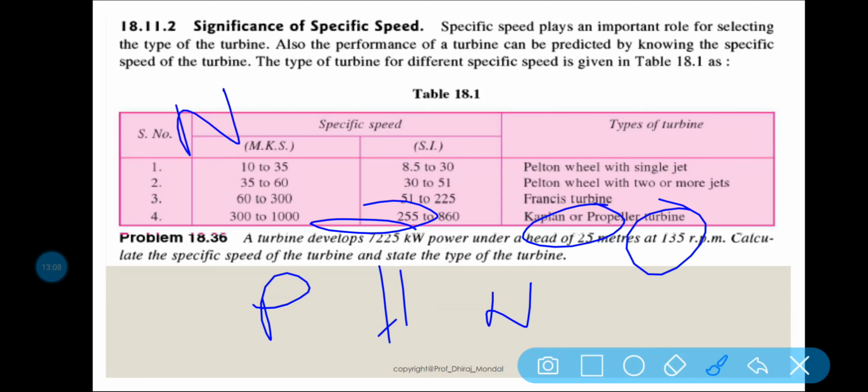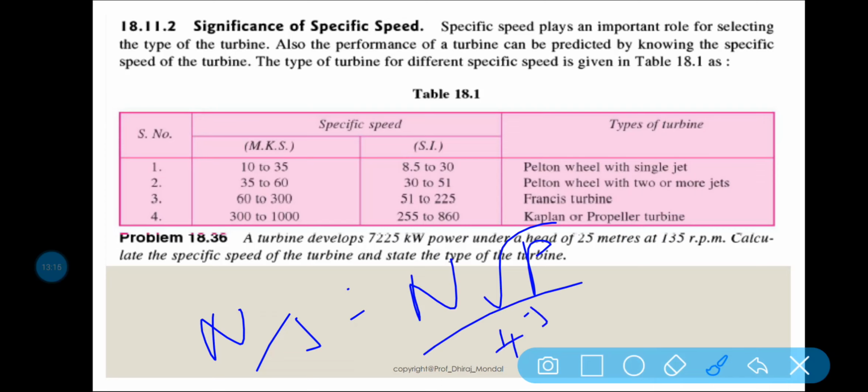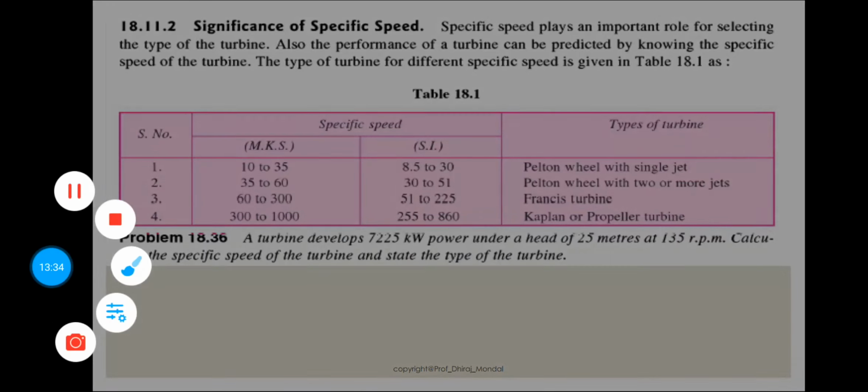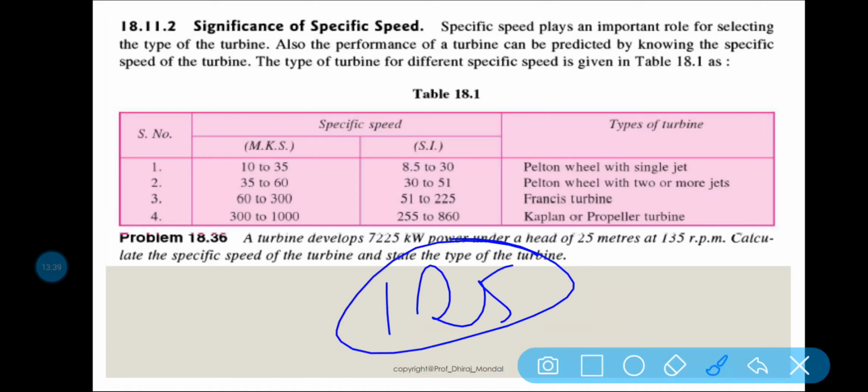So the specific speed formula, we know, is equal to N root P by H to the power 5 by 4. Put the values: N is equal to 135, P is equal to 7225 kilowatt. Remember, this power is in kilowatt; don't write it in watt. H is equal to 25 meter. So if you get the value, let us consider 125, then Ns is equal to 125 and it will come under this part. So it is your Francis turbine.